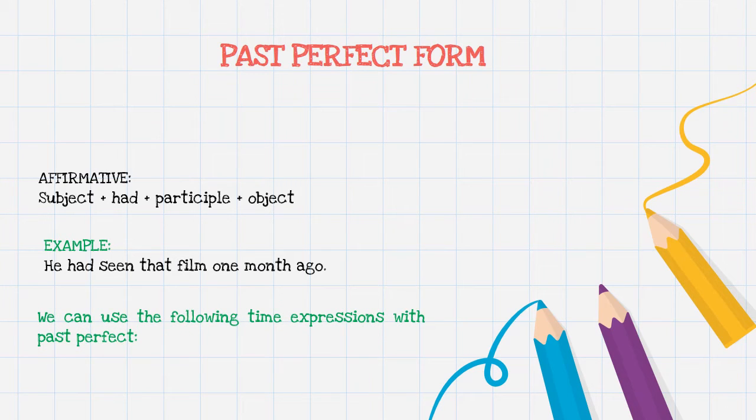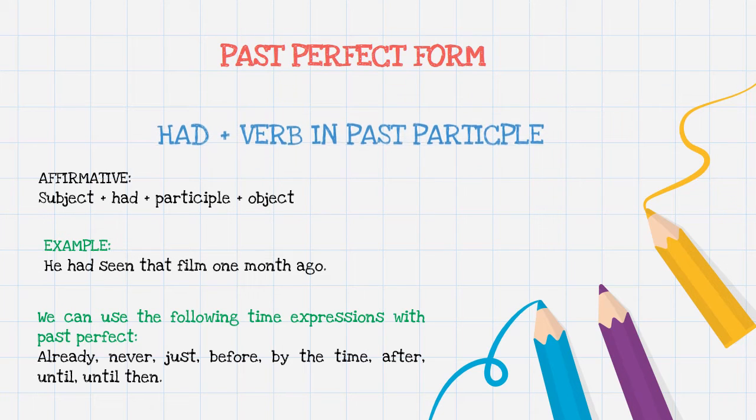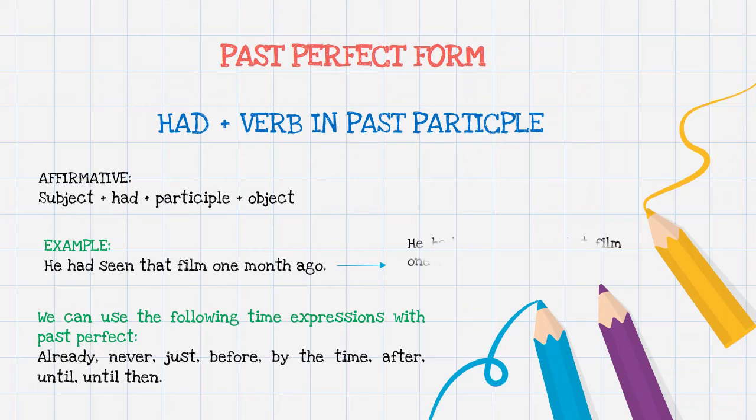It's important to remember that we can use the following time expressions with the past perfect. We can use already, never, just, before, by the time, after, until, and until then. So if we include the time expression already in our example, we can say, he had already seen that film 1 month ago. And we have our sentence using the time expression already.